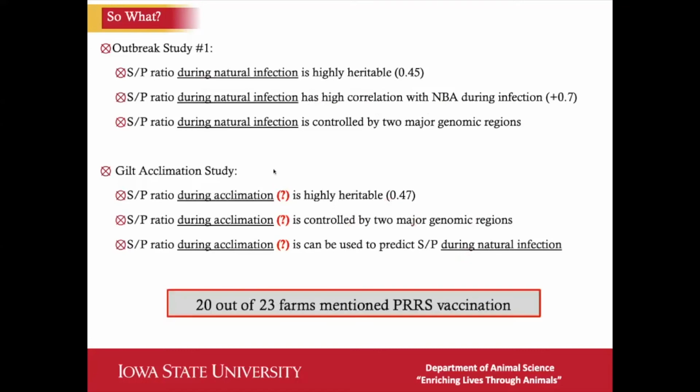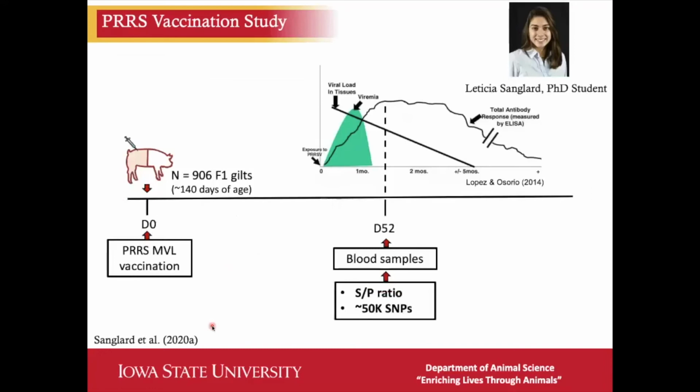But one interesting part of this gilt acclimation study is that we had no idea of what happened during acclimation. That's why I have these question marks here. We don't know if animals were actually infected with the virus or if they were only vaccinated. When we looked at the data, out of the 23 participant farms, 20 mentioned that they used PRRS vaccination. So we created a hypothesis: can we get these same results just by vaccinating animals? That's a project that I'm going to show today that my PhD student Leticia Sengler has been working on.